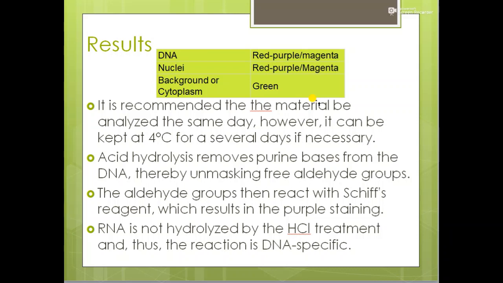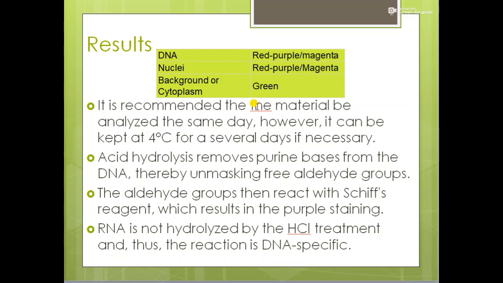So you can interpret your result like this. DNA will appear red or purple or magenta in color. Nuclei will appear red or purple or magenta in color. And if you are staining it with the counterstain, the counterstain will appear green in color. It is recommended that the material be analyzed on the same day, but if you want, you can keep it at 4 degrees centigrade for several days.